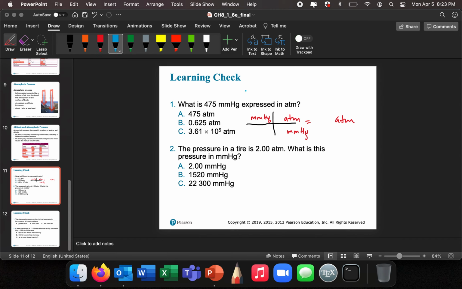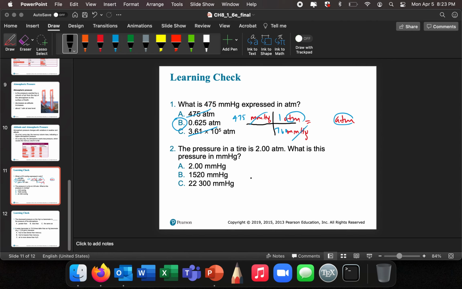Millimeters of mercury. There's 1 atmosphere for 760 millimeters of mercury. And so if I have 475 millimeters of mercury, the millimeters of mercury cross off, and I'm left with atmospheres. 475 over 760 is not 475, so it can't be A. 475 over 760 is a small number. It's less than 1, so it can't be 300,000, which is what that number is. So it has to be B. I won't even calculate that in the calculator.